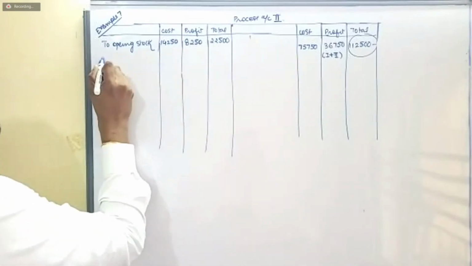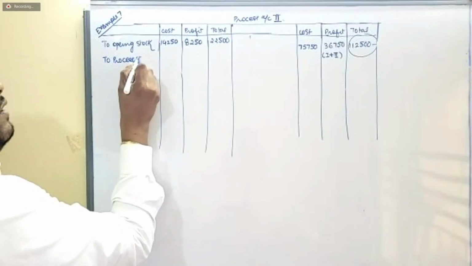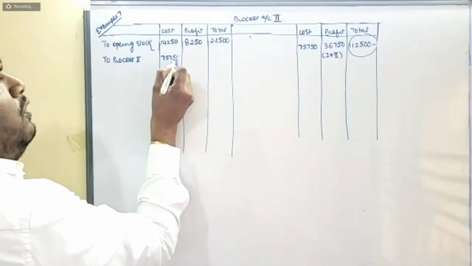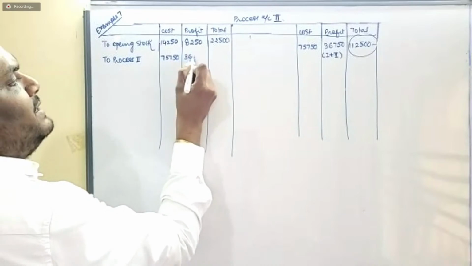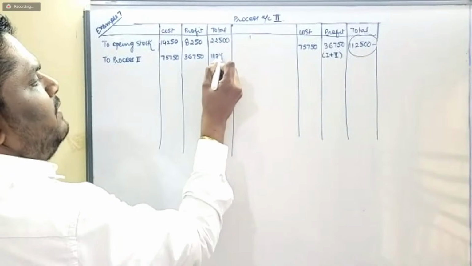Now output of process second, that is transferred to finished stock, that is 75,750, 36,750 and 1,12,500.